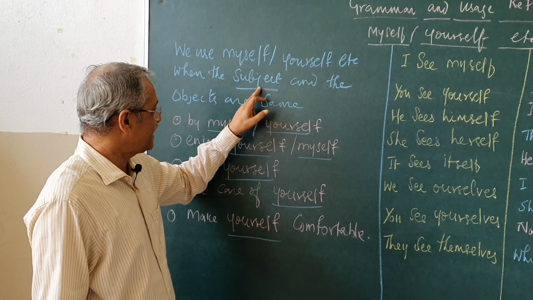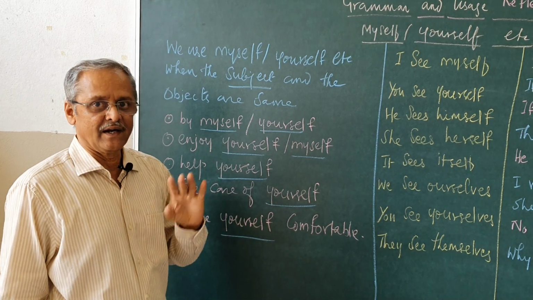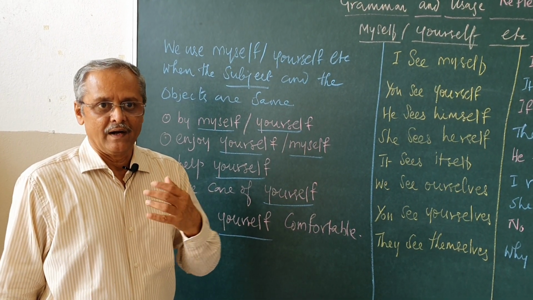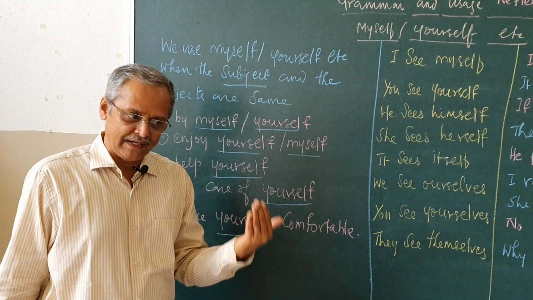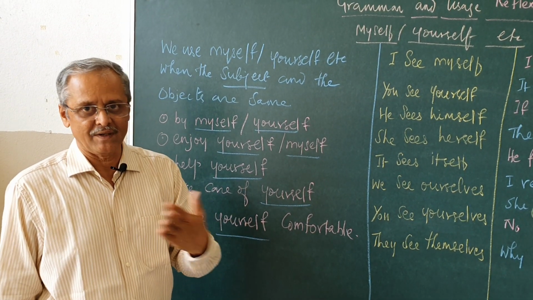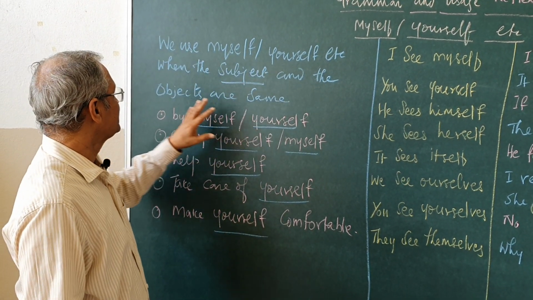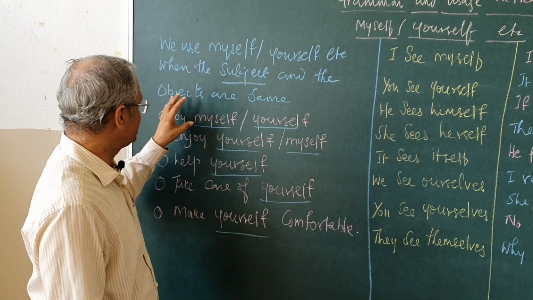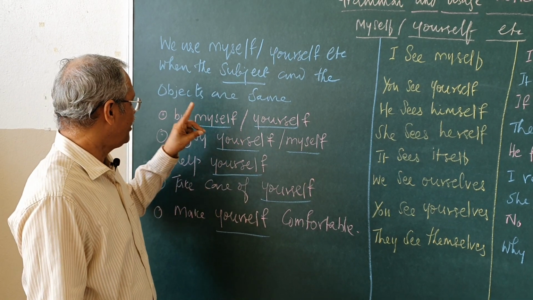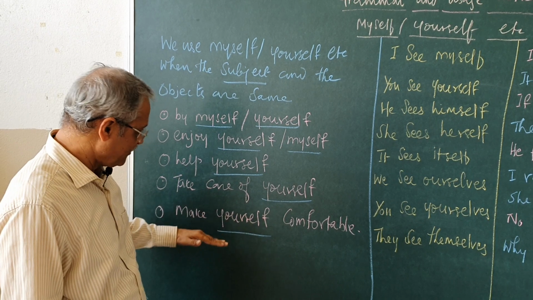when the subject and the object are the same. I help myself. So, I as well as myself both are the same. I is the subject, myself is the object. Both are the same. So, that is the concept. We use myself and yourself, etc. when the subject and the object are the same. So, it will come in this type of structure.